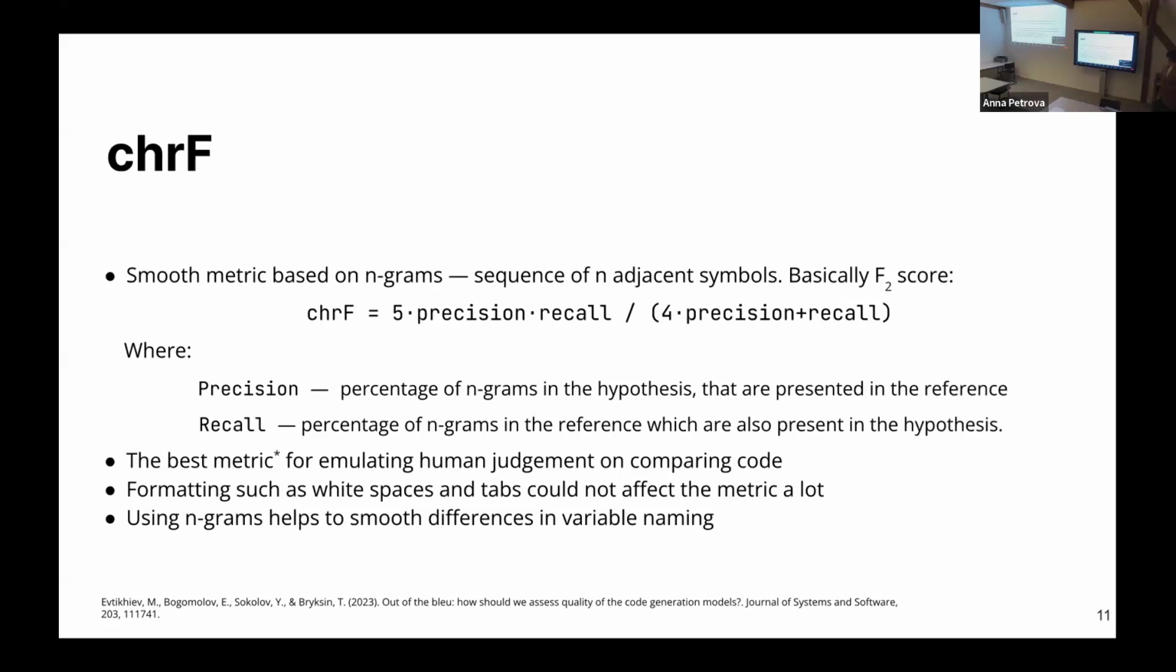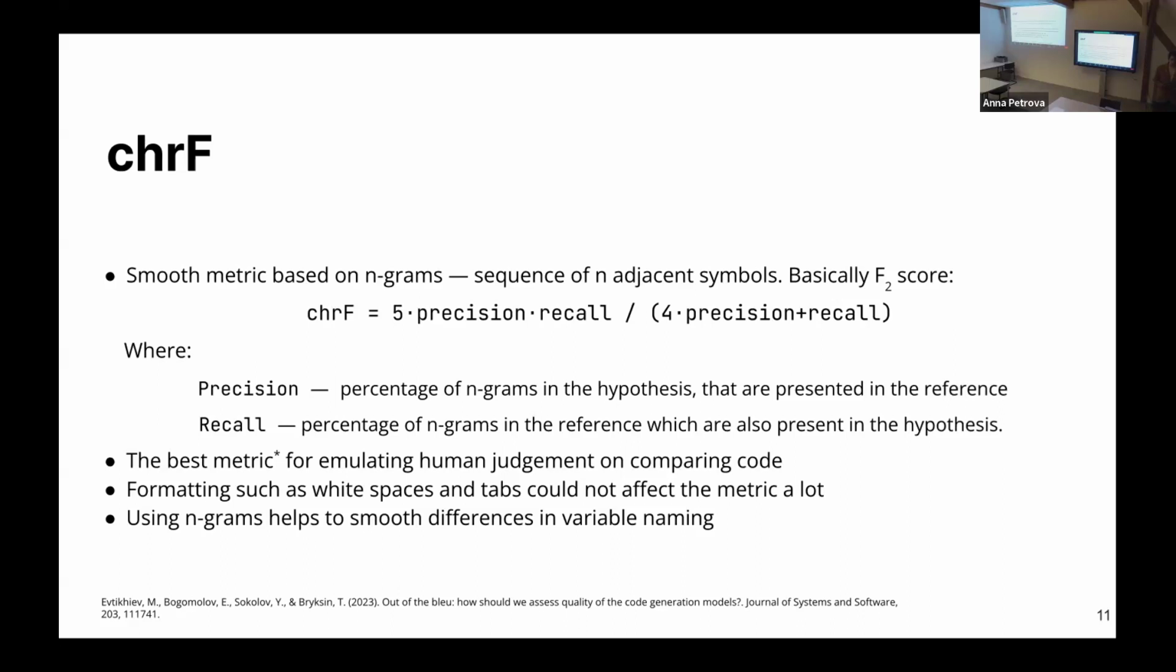There's a question: can we use embedding vectors for comparison? Yes, I will talk about that in the next slide. chrF is used in the task of comparing a hypothesis to a reference. So precision is just the percentage of n-grams that are in the hypothesis and present in the reference. And recall is just the percentage of n-grams that are present in the reference and also in the hypothesis.